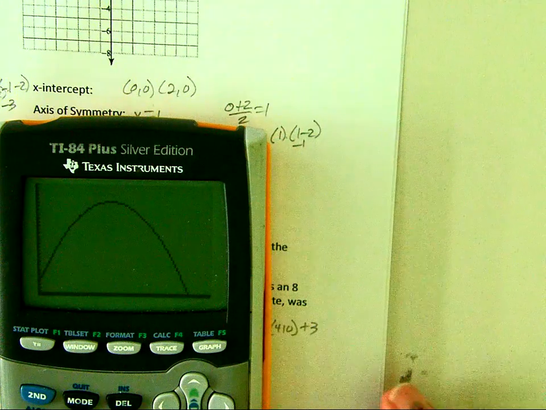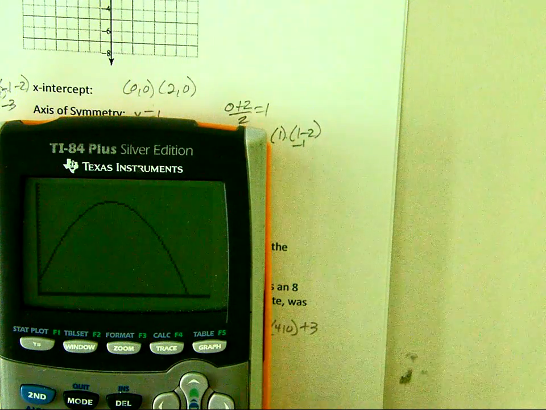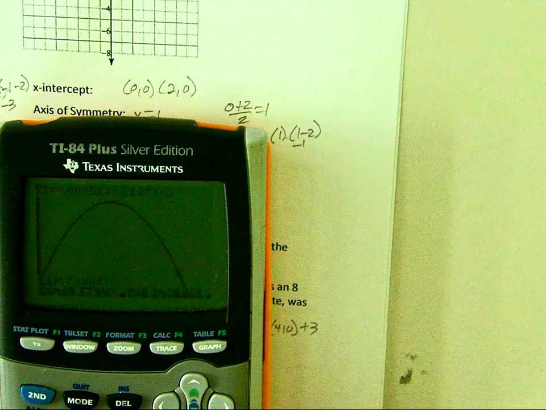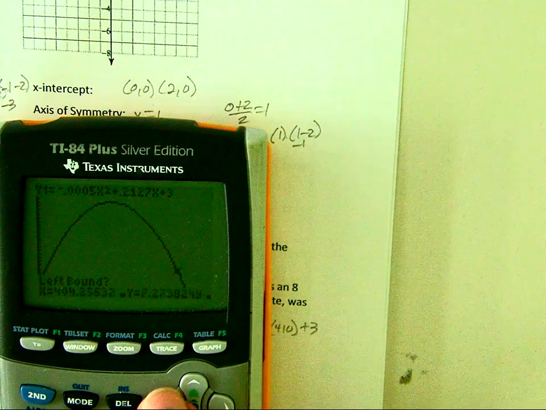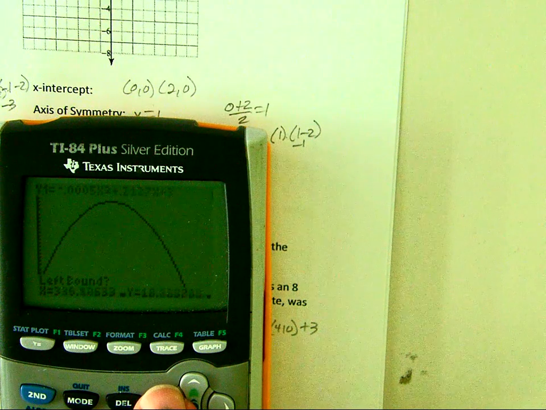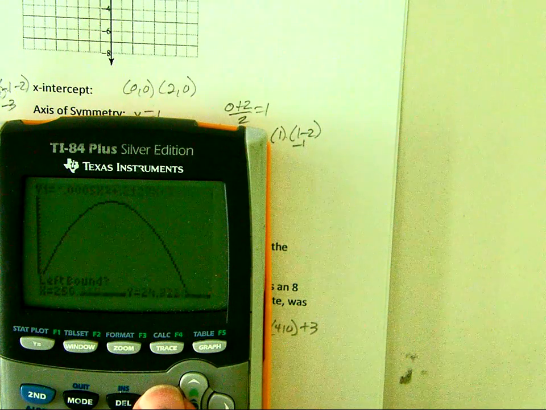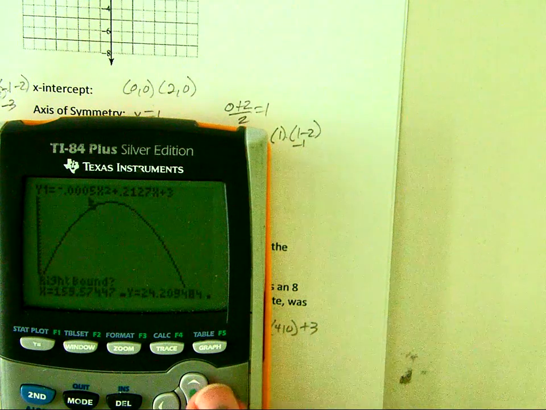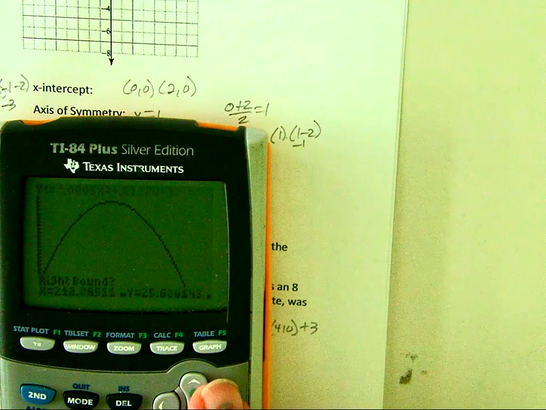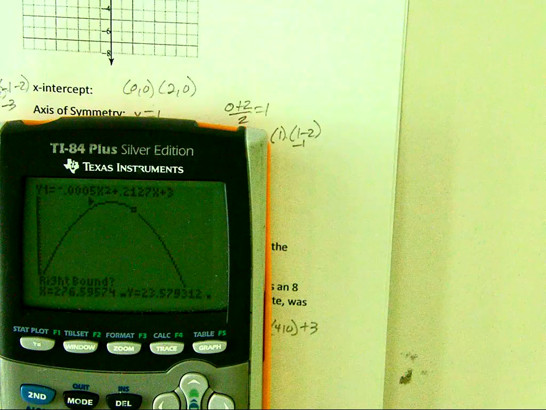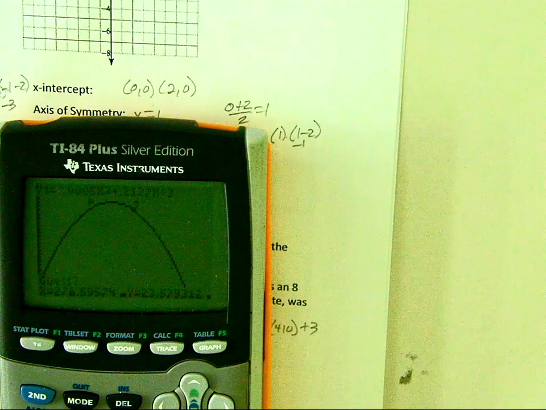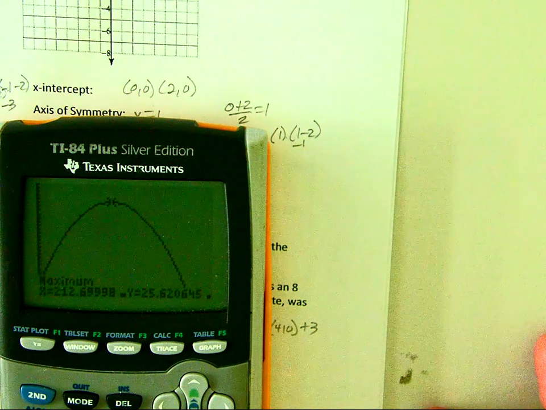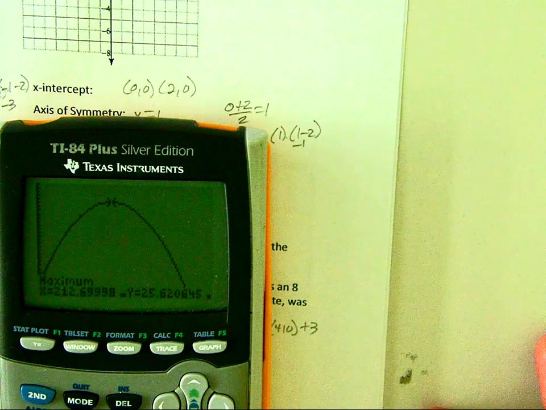Then we graph that. Again, if you want to find the vertex, you can do second calc, and then number 4 says maximum. Then it says left bound, so I go left. You can see my cursor. I need to go a long ways. I use my left arrow to go left of the top of that parabola and hit enter. Then it'll say right bound, so now I move my cursor somewhere right of the top of that parabola and hit enter. Then it says guess. I'll hit enter one more time, and it tells me the top: 212.69998 for x, and y is 25.62.